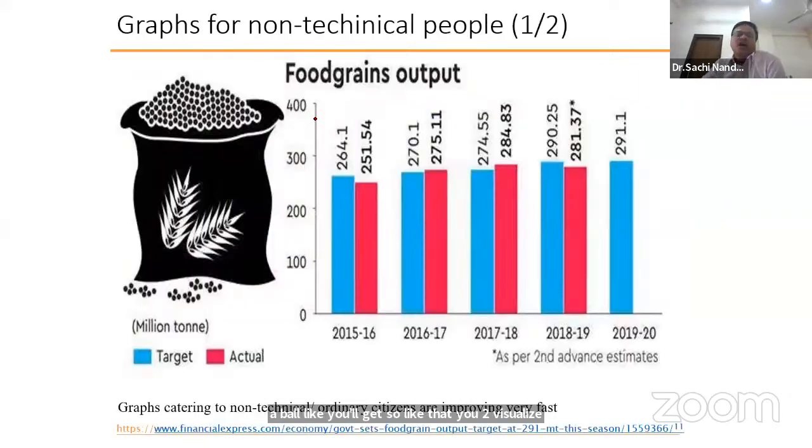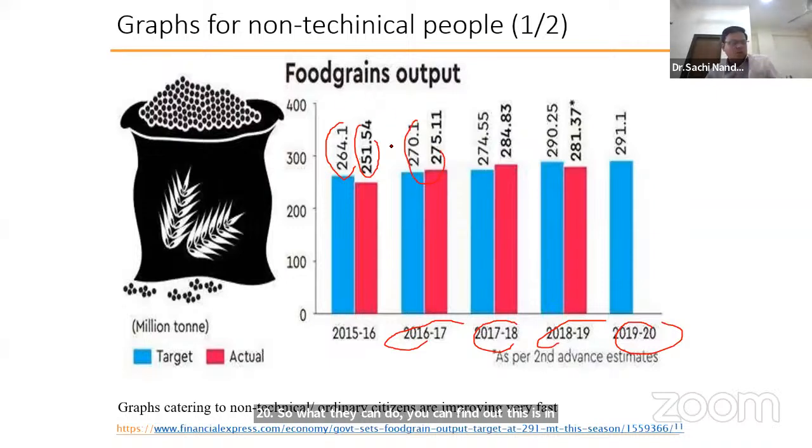Now, this is for a person having no knowledge, we can call the non-technical person. For example, a farmer. The farmer doesn't know the technical aspects of data visualization. So what will we do? The food grains output in West Bengal state, what should be the food grains output in 2015-16, 16-17, 17-18, 18-19, and 19-20. You can find this in terms of tons. So in terms of tons, we can find the food grain output. So this is for the non-technical person.